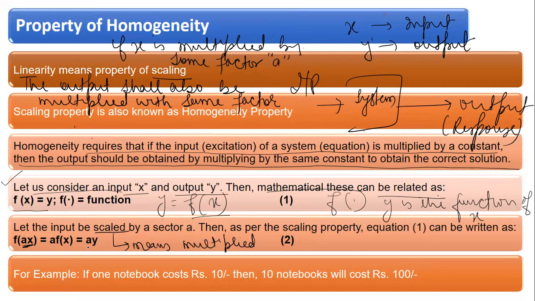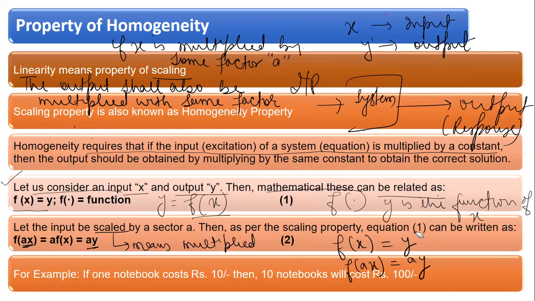Right? So you have the output ay. So if f(x) is y, then f(ax) means that when you multiply x with a, it should give you ay. Okay, so this is what scaling is.